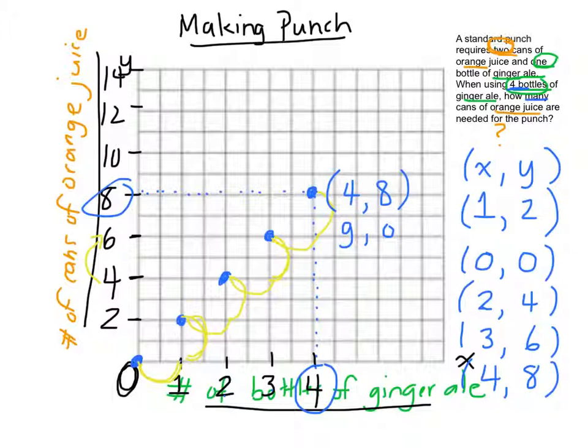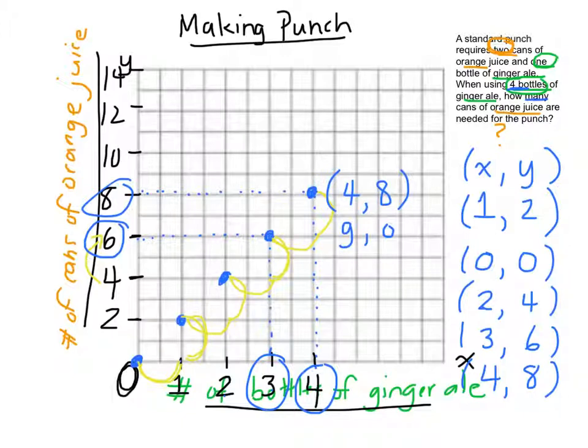Can you think of other information you can gather from this graph? What if I asked you, how many bottles of ginger ale do you need when you have 6 cans of orange juice? Well, if we know the value of orange juice, we're going to look at the y-axis. For 6 cans of orange juice, how many bottles of ginger ale do we need? Correct, 3 bottles. Look at all this information we can get from this graph now.